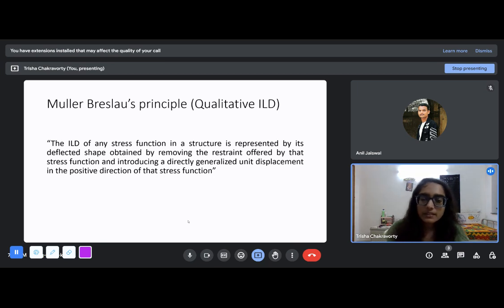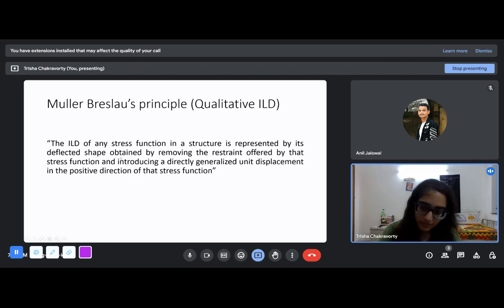Its statement is: the ILD of any stress function in a structure is represented by its deflected shape, obtained by removing the restraint offered by that stress function and introducing a generalized unit displacement in the positive direction of that stress function. These statements always sound confusing. What are the clauses we are finding?